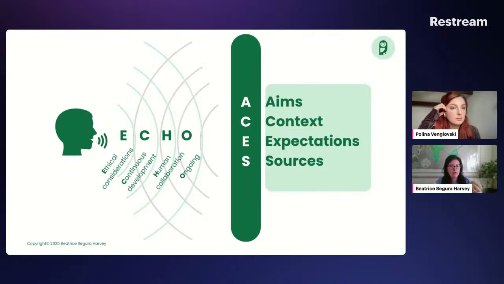So the Echo is a really simple tool to use whenever you're using AI. The first one is obviously ethical considerations. And I'm sure as teachers joining today and using Amazee, we've all thought about this already. Questions have been asked for a couple of years now about ethical considerations.